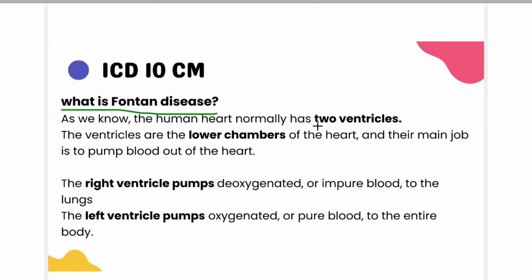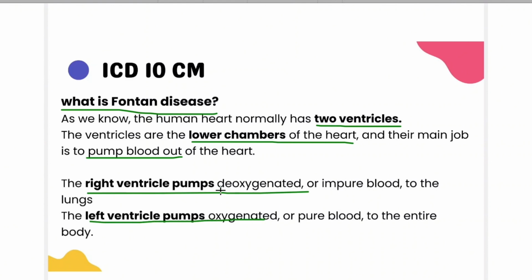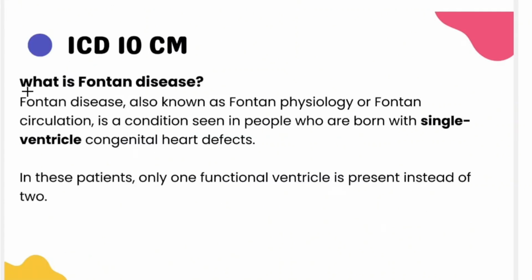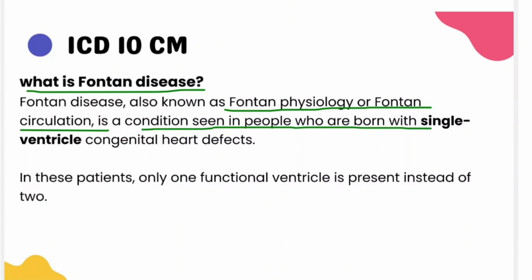As we know, the human heart normally has 2 ventricles. The ventricles are the lower chambers of the heart, and their main job is to pump blood out of the heart. The right ventricle pumps deoxygenated or impure blood to the lungs. The left ventricle pumps oxygenated or pure blood to the entire body. Now, Fontan disease, also known as Fontan physiology or Fontan circulation, is a condition seen in people who are born with single ventricle congenital heart defects. In these patients, only one functional ventricle is present instead of 2.